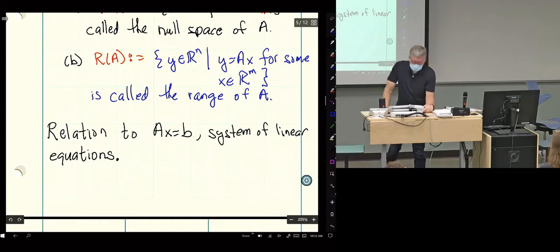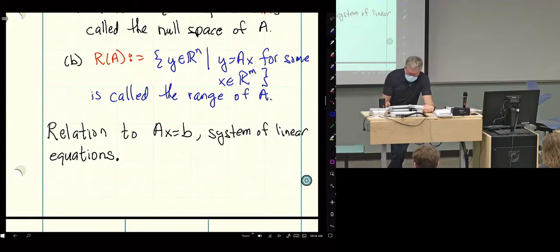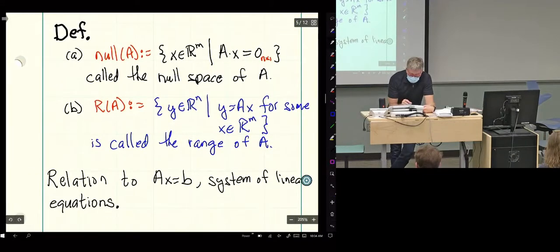Somewhere around the end of the first week, that was still seeming very dubious when we wrote down AX equals B. It was this mind-blowing set of symbols, but not anymore. AX equals B, that's about as concrete as we can get, and we're very happy with that level of abstraction. Okay, so let's relate these two sets to solutions of AX equals B.